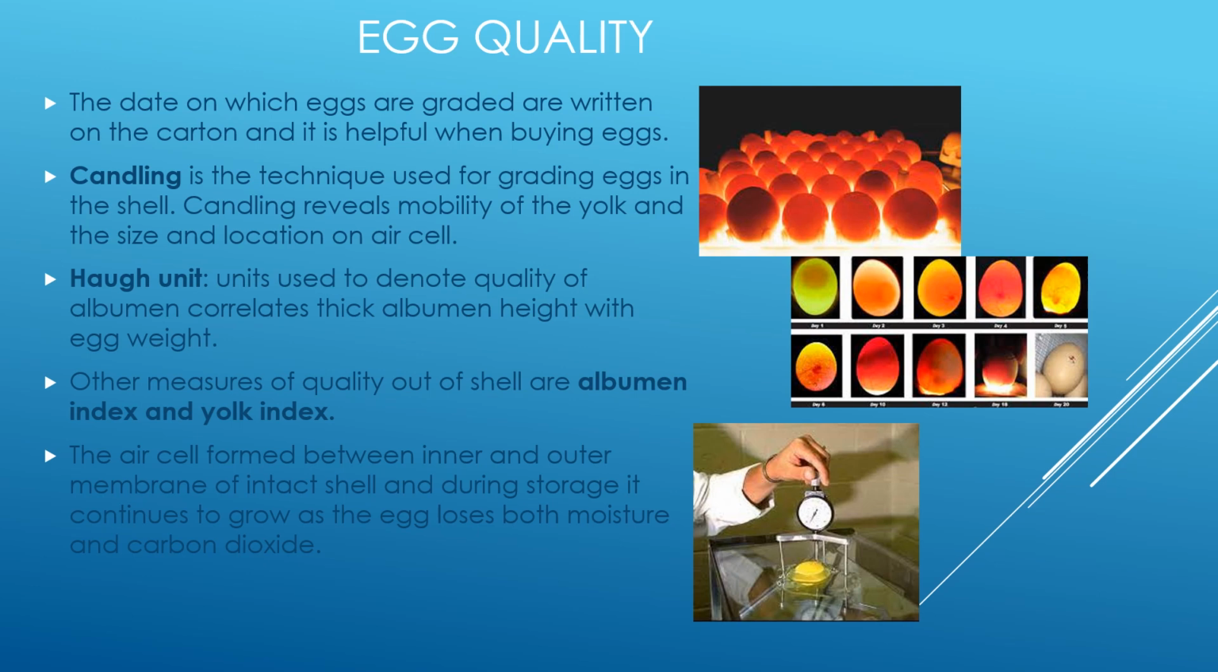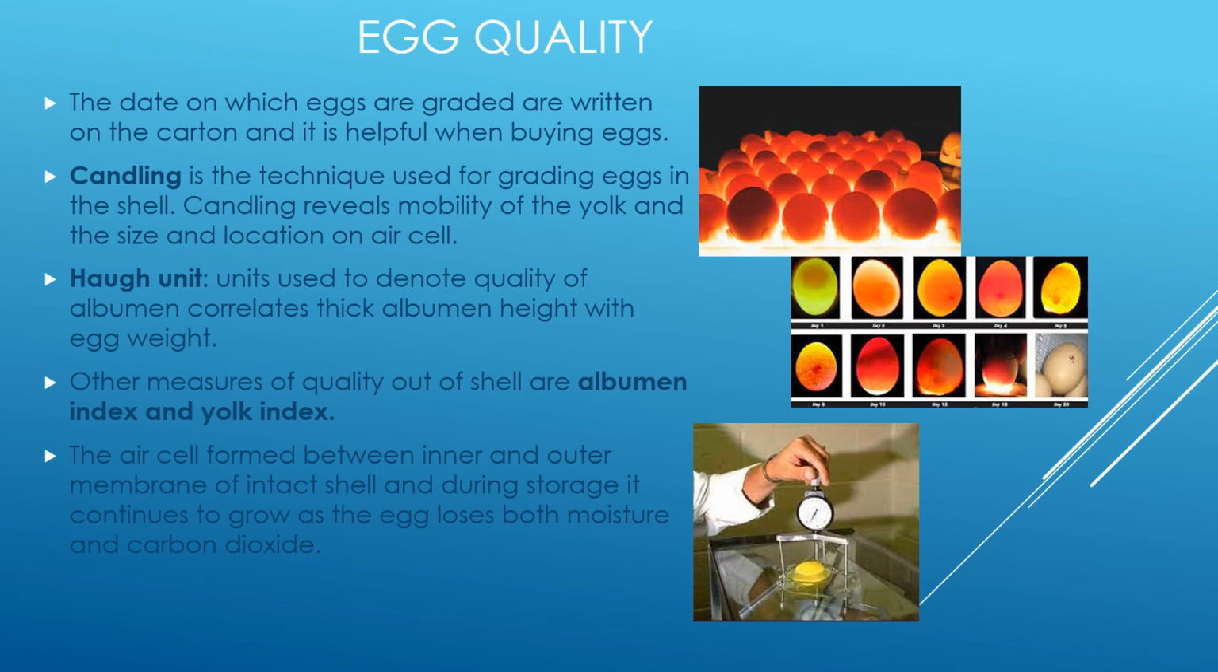Haugh unit is a unit used to denote quality of albumen, which correlates thick albumen height with egg weight, while the other measures of quality out of shell are albumen index and yolk index. Albumen index is the grading measurement of albumen to determine the quality on the basis of the amount of thick white, while the yolk index is the measurement of egg quality based on the ratio of yolk height to the yolk width.